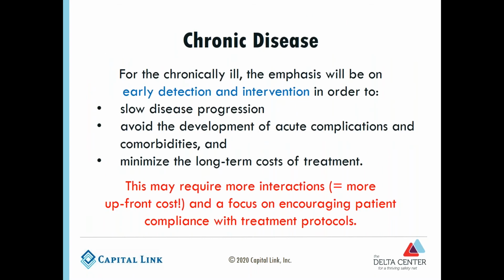So the next two slides talk a little bit more about what we just said, which is that for the chronically ill, the emphasis is on early detection and intervention. So you're trying to slow the disease progression, avoid the development of acute complications, and minimize the long-term costs of treatment. Now, there's a lot to think about there.